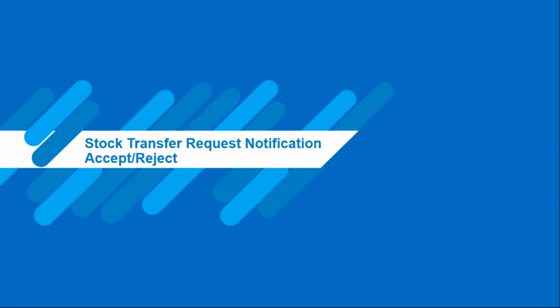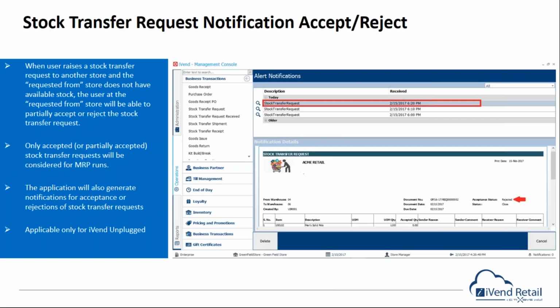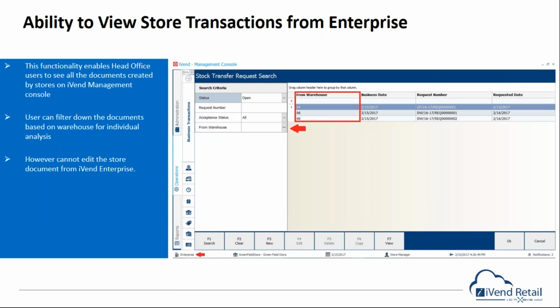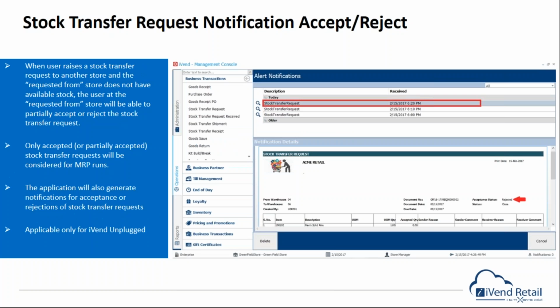Next, what we have is stock transfer request notification in case of accept or reject. With iVend 6.4 and later versions, what we introduced is functionality wherein if one store requests inventory from another store, the other store has the right to reject or partially accept it. We have enhanced this functionality to a point wherein, as the requesting warehouse, I can see whether the store request has been accepted or rejected.